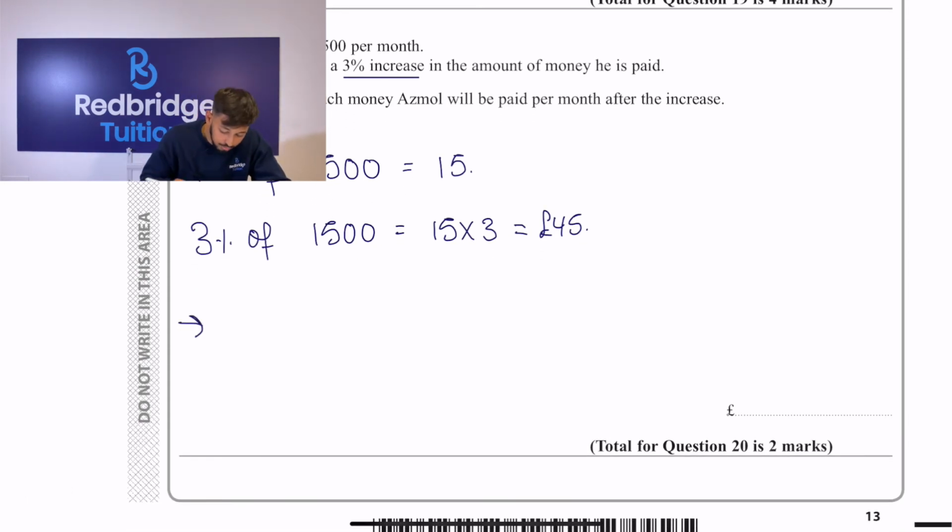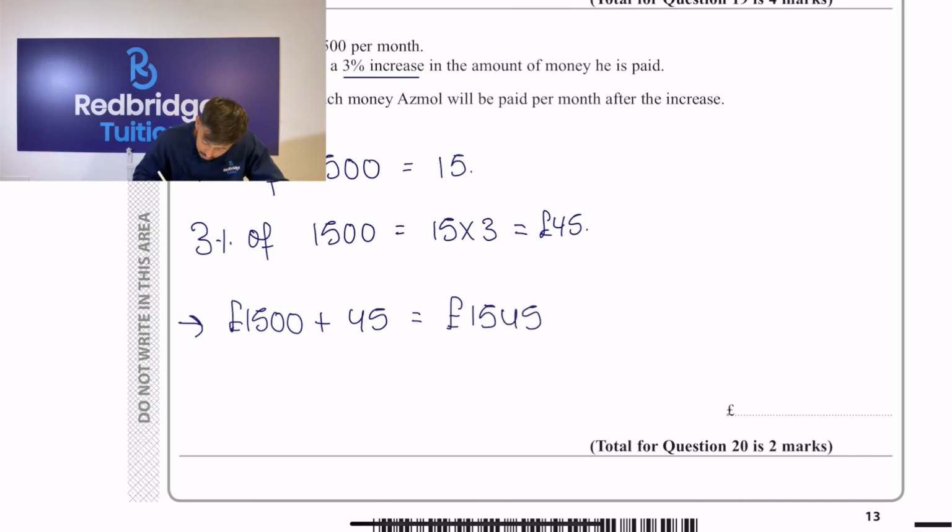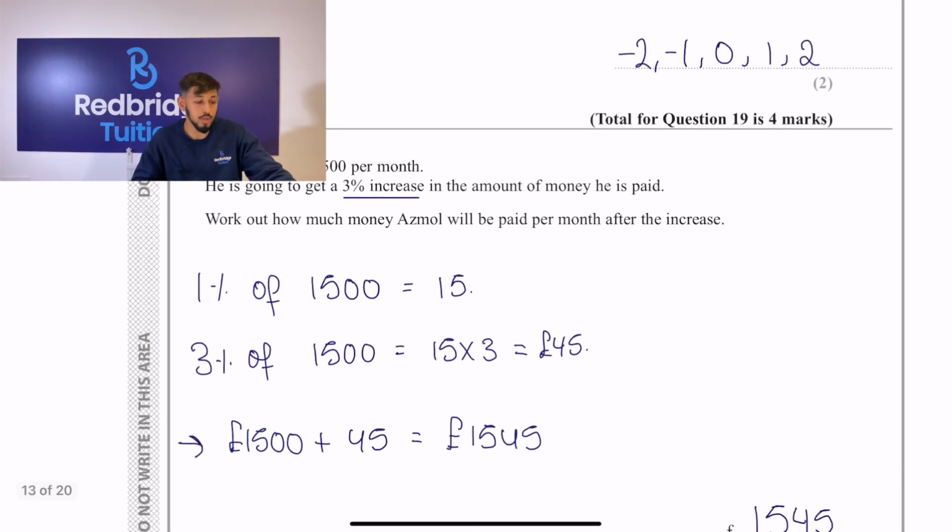The final step of this question is just to add this value to the existing amount that he earned per month. So we have 1,500 plus 45, which gives us a total value of £1,545. And that completes question number 20.